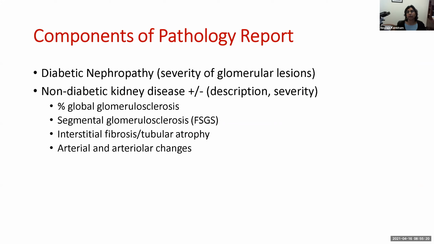We describe it and talk about the severity of glomerular lesions. And then if there is any non-diabetic kidney disease, we give a description of it and a severity, and that is a whole set of things that can be seen, as I've shown you. And then we also try to say what percentage of glomeruli are globally sclerosed, how many are segmentally sclerosed, how much tubular atrophy and interstitial fibrosis there is, and how are the arteries and arterioles. So these are all the components of the pathology report that you would be seeing.